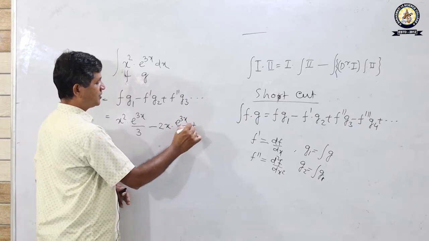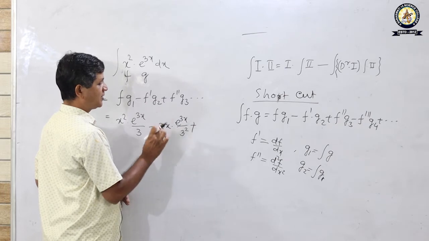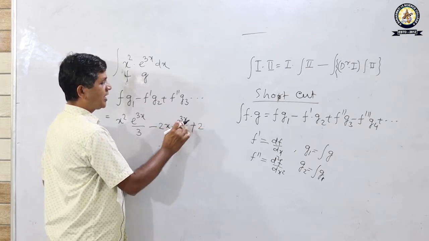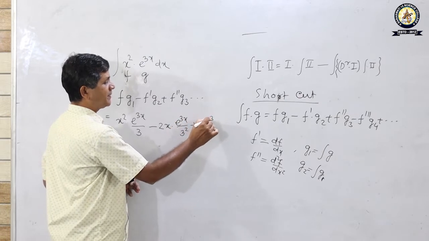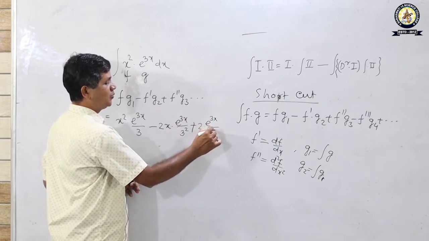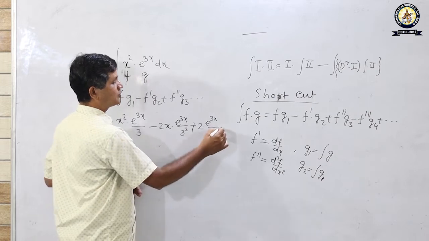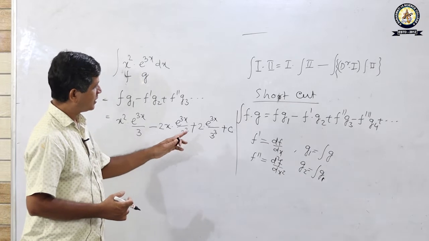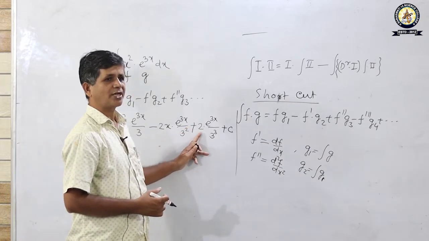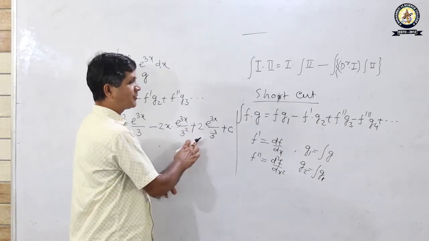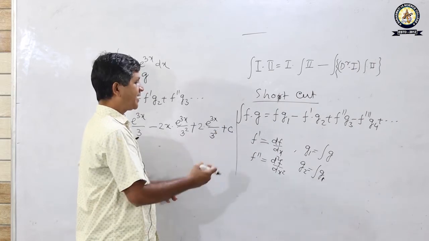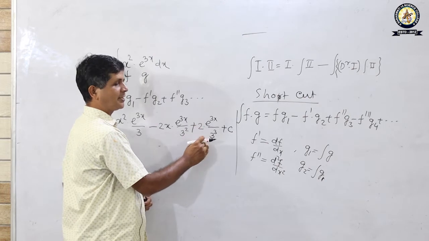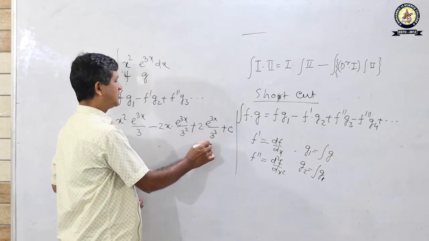Next comes plus, minus alternately. Again the derivative of 2x is 2 and its integration is e to the power 3x by 3 cube, and next will be c. Why will it be c? Why not more? Because here f has become a constant number. If you take another term, the derivative of 2 will be 0. So the procedure is completed here. So the answer is this.